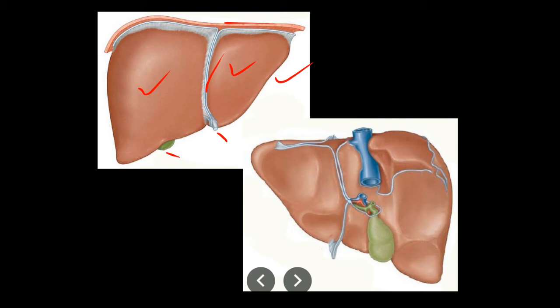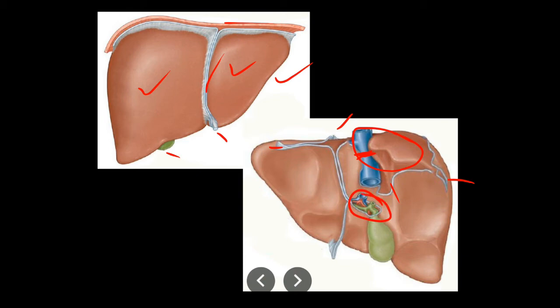Now let's have a look at the posterior or inferior surface. We can see this empty space, that is the bare area, and in the bare area we can also see both sides of the ligament, the triangular ligament and the coronary ligament, anteriorly and posteriorly. We have the inferior vena cava. We also have some impressions on the liver that we need to remember, and here should be the ligament. We call that the transverse hepatic ligament. These structures need to be remembered.